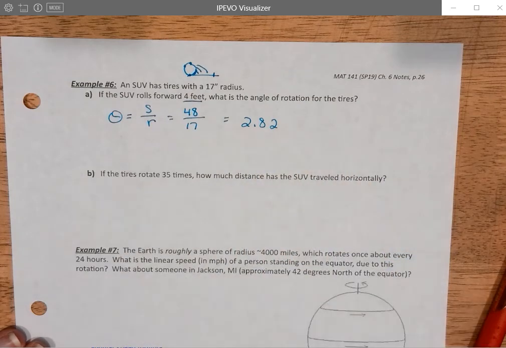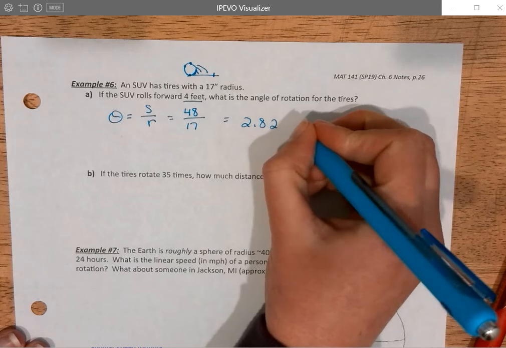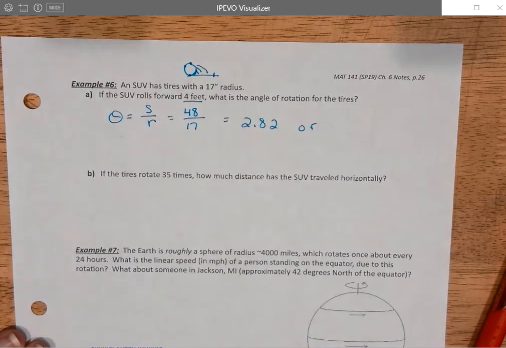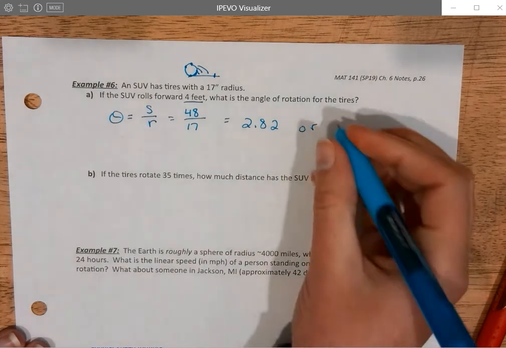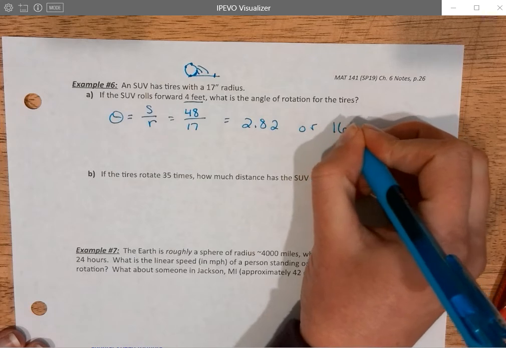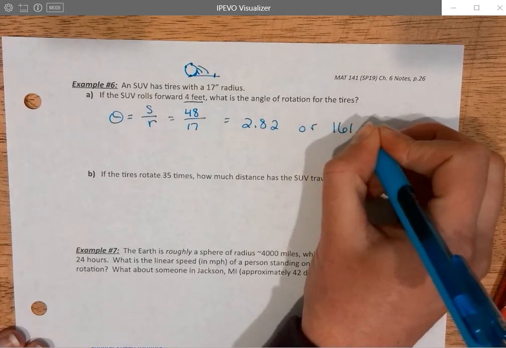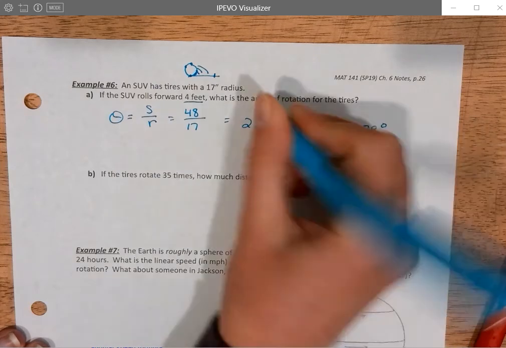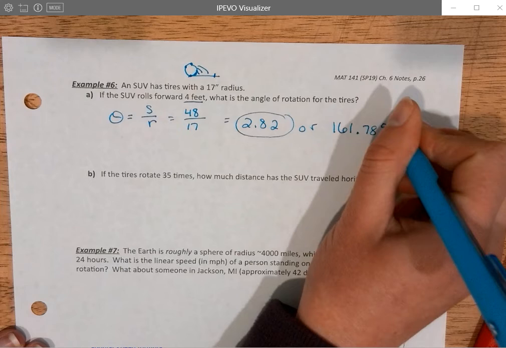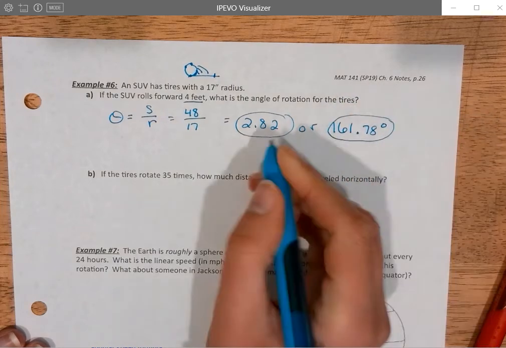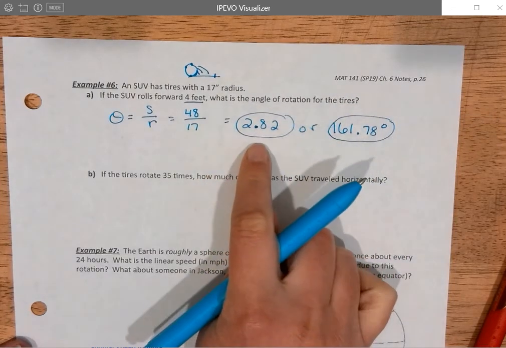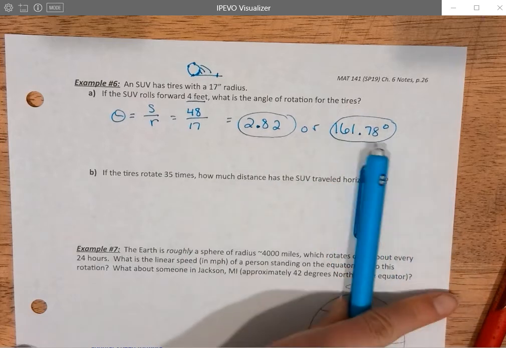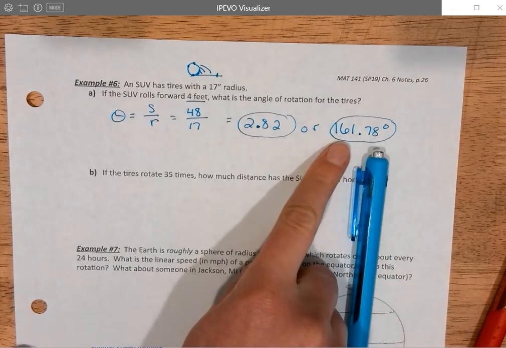To get a sense for what that means, I can convert that to degrees real fast. If I multiply that by 180 divided by pi, that gives me an angle of 161.78 degrees. Sometimes we're a little better at thinking about angles in terms of degrees. 2.8, I'm not sure how far around the circle that is, having it in terms of pi. So 161 degrees, I know it's less than 180.